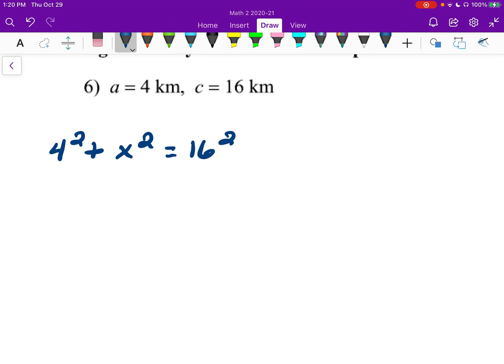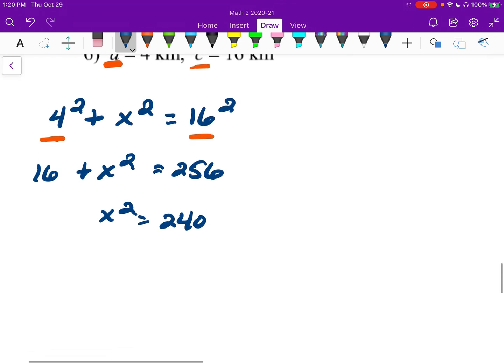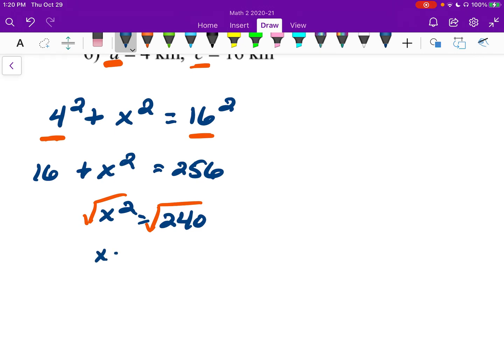All right. My A went to the A spot. My C went to the C spot. 16 plus x squared equals 256. I squared 16. I subtract 16 to the other side, and I get, well, x squared is 240. We take our roots. X equals root 240. And I know I've shown you guys this a few times, but sometimes I like to pull over my factor tree to the side. I think it makes my work a little bit prettier.